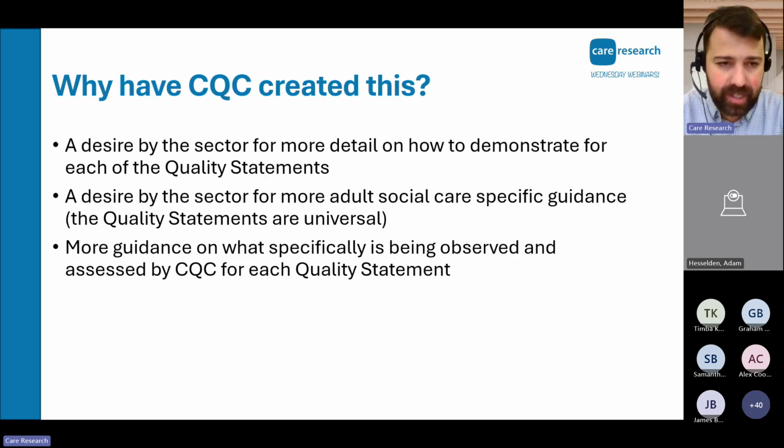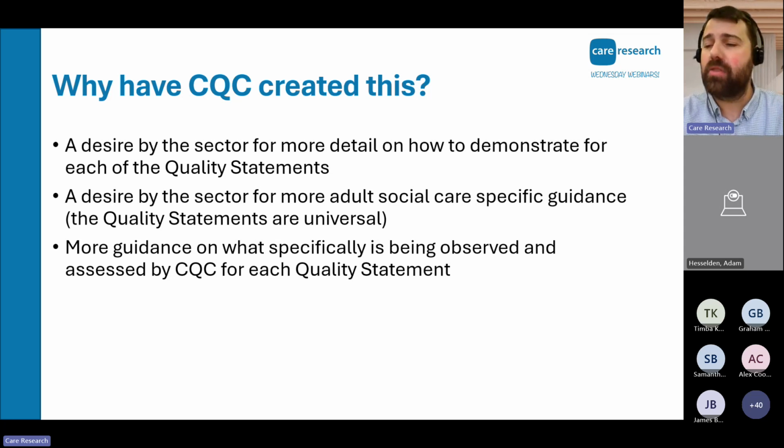Why have CQC created this? We'll show you in a moment, don't worry. Well, as I said earlier, a lot of us within the sector really like the quality statements, but there are also many that felt that there wasn't enough detail. So take something like kindness, compassion, dignity. It's a sentence, two sentences. Is that enough for me as a care provider to go on, or would a bit more flesh on the bones, a bit more detail, be of use? So CQC have responded to this request for more detail through this ratings characteristics document.